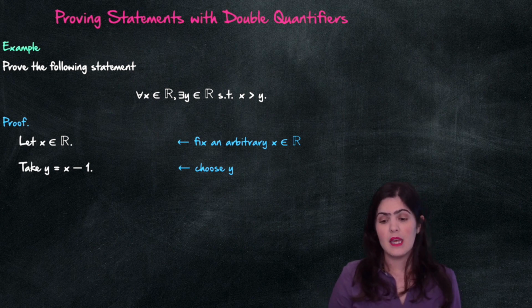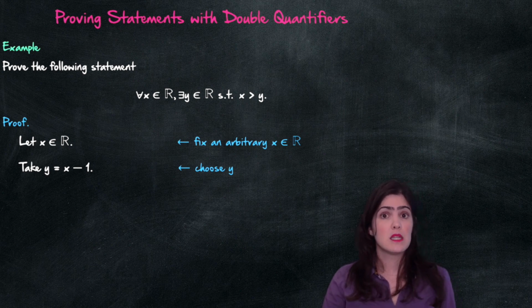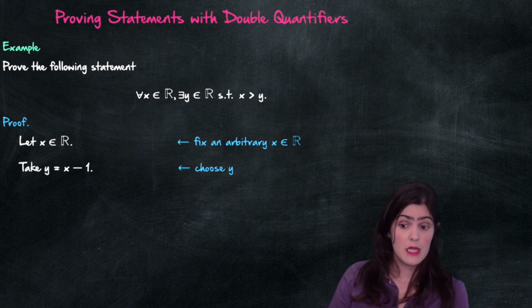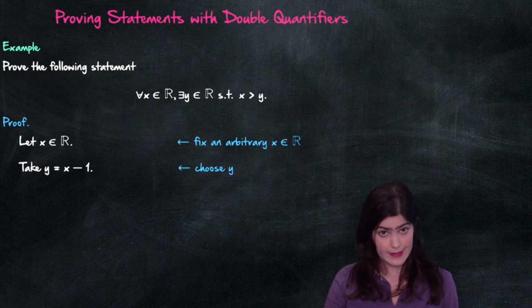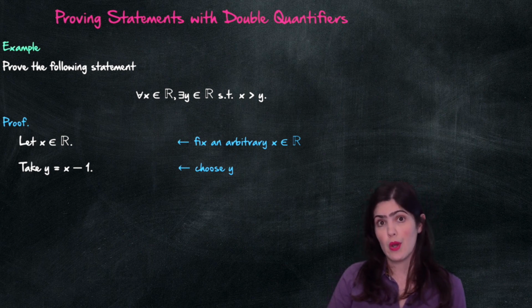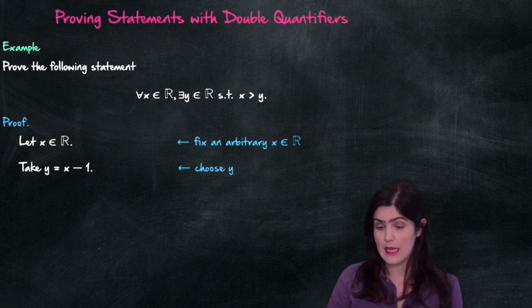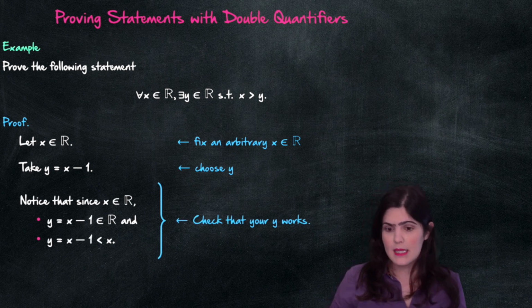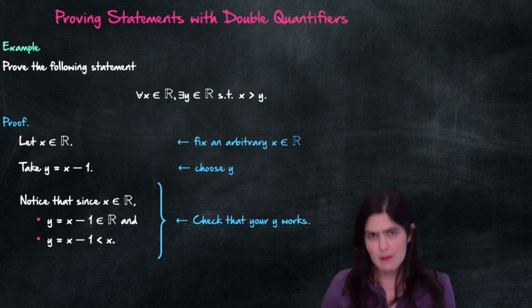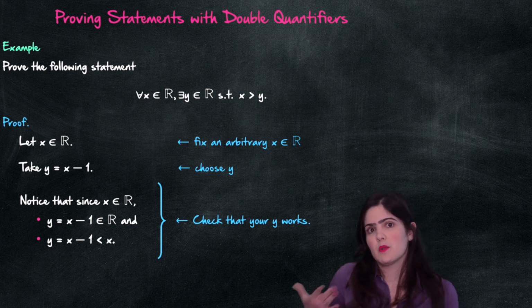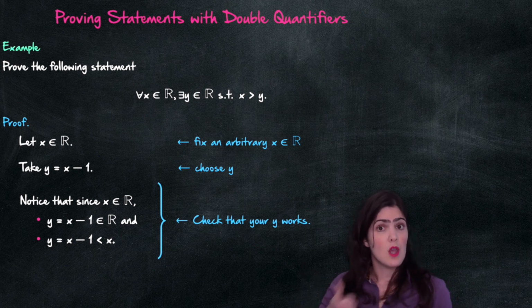And to do that, we just need to check that x minus 1 is a real number, and we need to show that x minus 1 is less than x. But in this case, that's simple, right? Because x is a real number, x minus 1 has to be a real number, and x minus 1 is definitely less than x, so that's it.